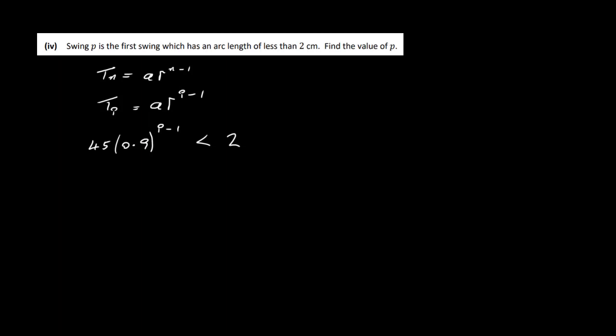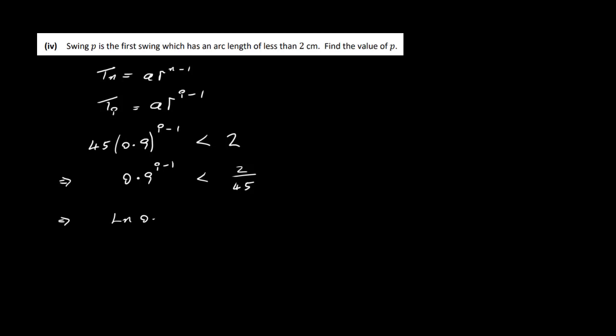Okay, so what we'll do first is we'll divide by 45, so it's 0.9 to the power of P minus 1 is less than 2 over 45. What I'm going to do now is just get the log of both sides. So let's get the log of the left hand side.